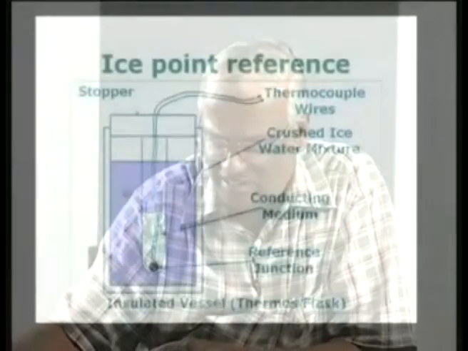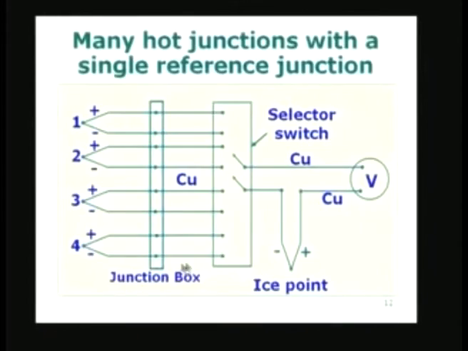So, that question is answered by looking at an arrangement which is possible, and here I have shown many hot junctions with a single reference junction, and I also have shown a junction box. You can see here I have got measuring junction 1, 2, 3 and 4. I have just taken 4 here. You could have any number, sometimes even hundreds of them can be used, and I have got the positive and negative wires coming from the junction connected to a junction box. This long thing is a junction box kept at a uniform temperature by the arrangement which I indicated earlier.